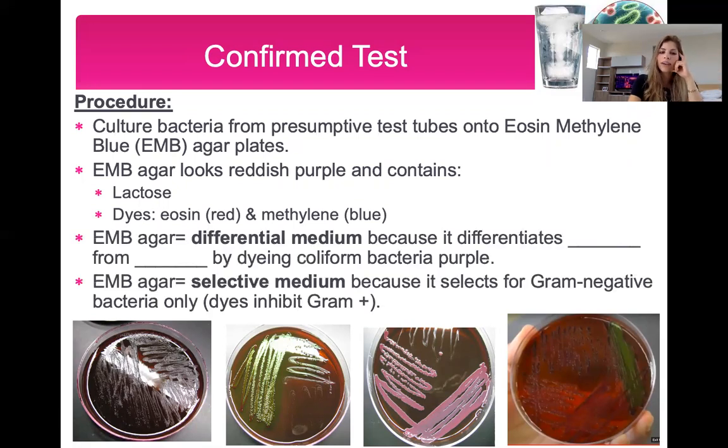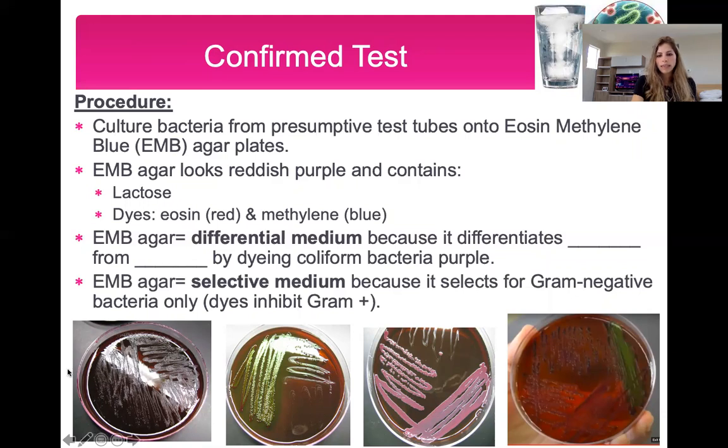And the EMB agar, in science, we say it's a differential medium. Medium just means what you grow bacteria on. It's a differential medium because it allows us to differentiate coliforms from non-coliforms by dyeing coliform bacteria purple, and it's a selective medium because only gram-negative bacteria can grow on it, because there are a lot of dyes that prevent gram-positive bacteria from growing. So here are results from EMB plates.